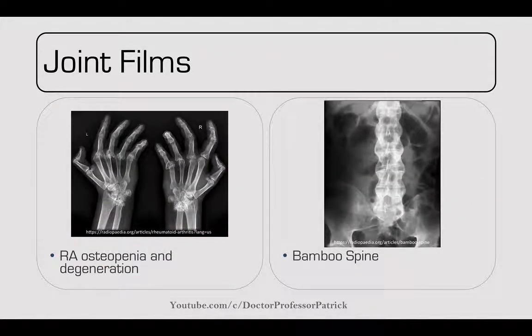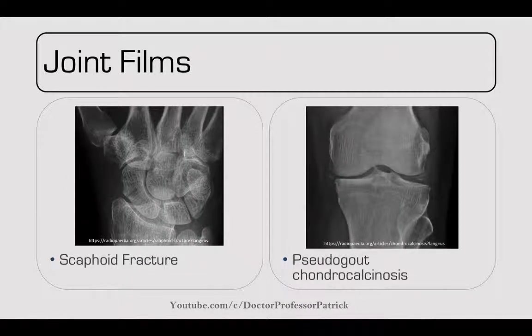Looking at some films here, in RA, there's osteopenia. If you notice, there's ulnar deviation and degeneration. Next picture is shown as a bamboo spine, or a sclerotic spine of ankylosing spondylitis. Next is a scaphoid fracture, so you have to watch for osteonecrosis. Next is pseudogout due to chondrocalcinosis. So you can see the line between the femur and the tibial condyle.